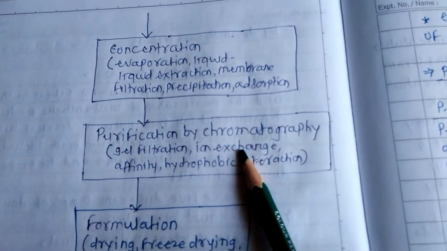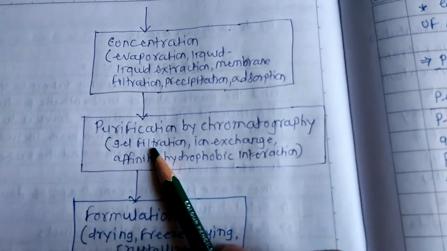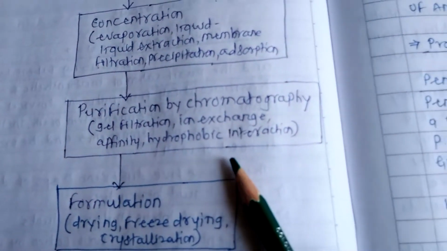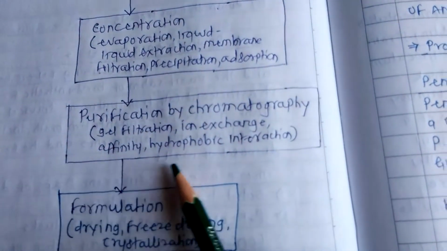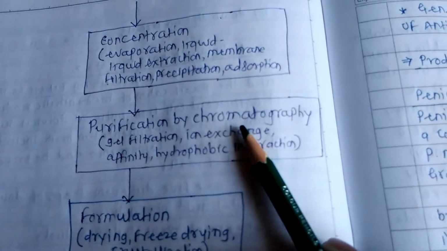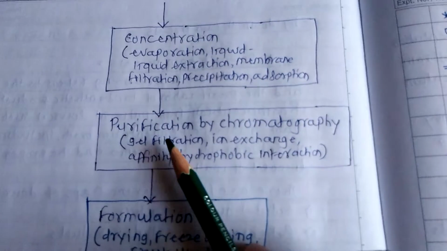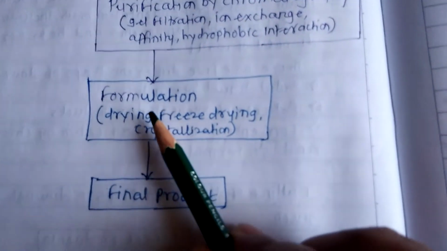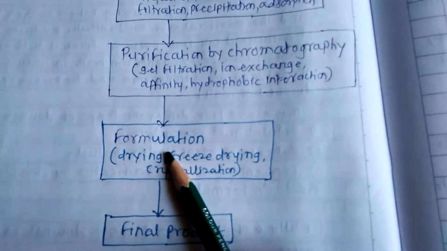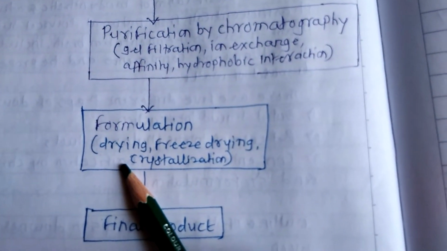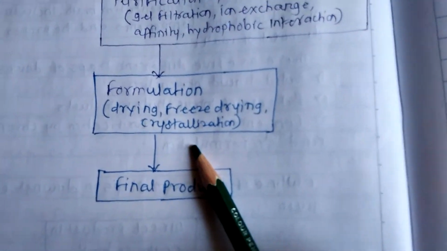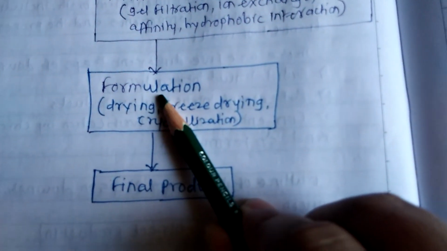Different chromatographic methods are used: gel filtration, ion exchange chromatography, affinity chromatography or hydrophobic interaction chromatography. These methods of chromatography are used for the purification of the product, and after purification there is formulation. Formulation uses drying, freeze drying or crystallization. These methods are used for the formulation of the product.